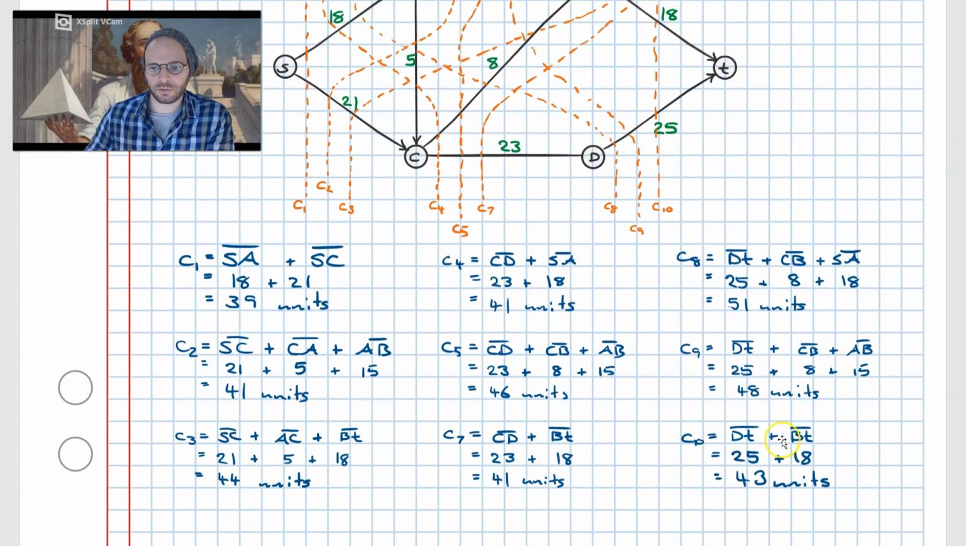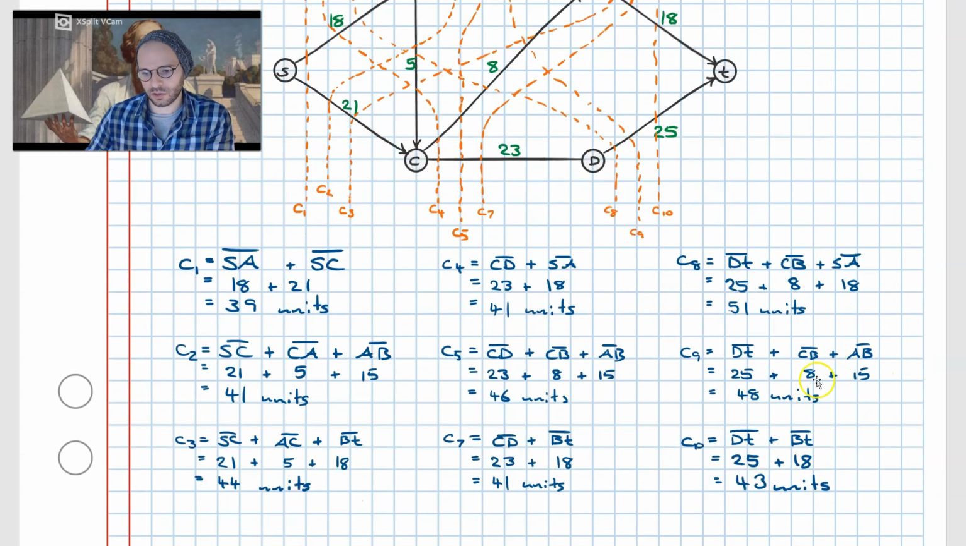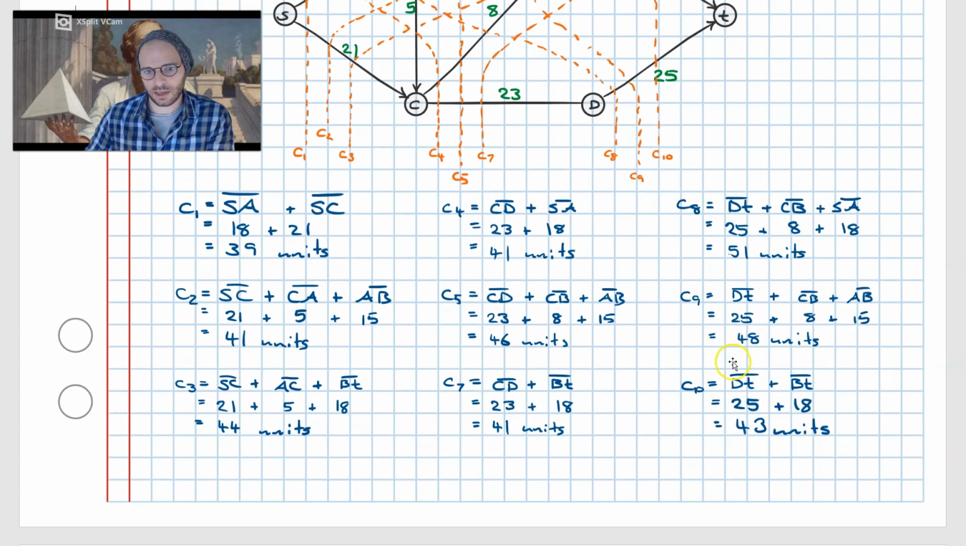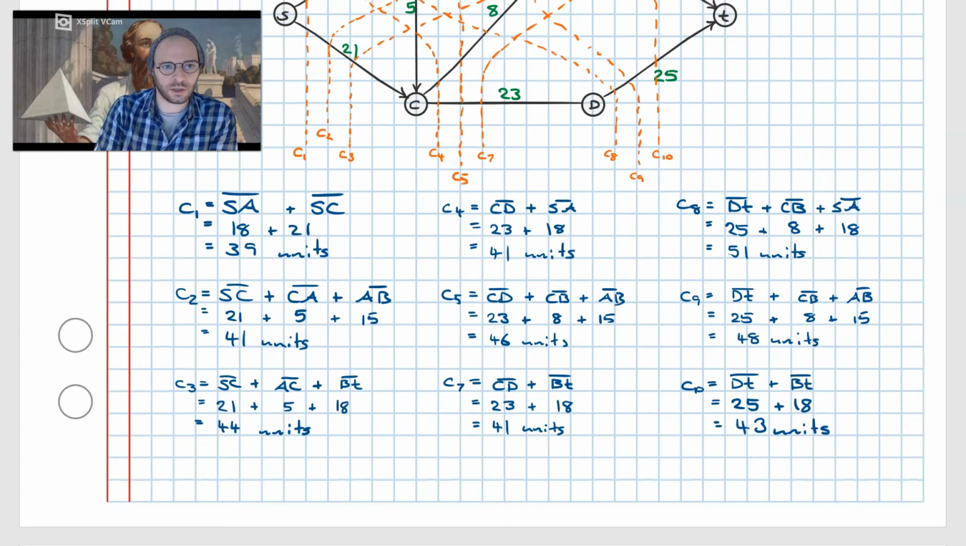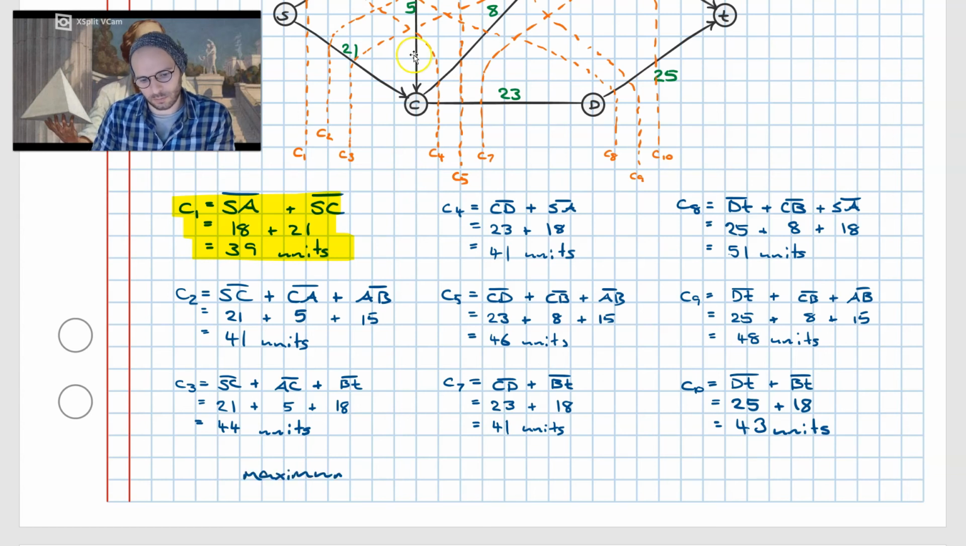Okay, now we've got all the capacities of all the cuts that we could do. So the cuts being the sum of all of the arcs that we cut out of the network to disconnect the source from the sink. What we're going to do is identify the smallest. Now the smallest in our case is going to be C1. And as a result, the maximum flow is equal to 39 units.